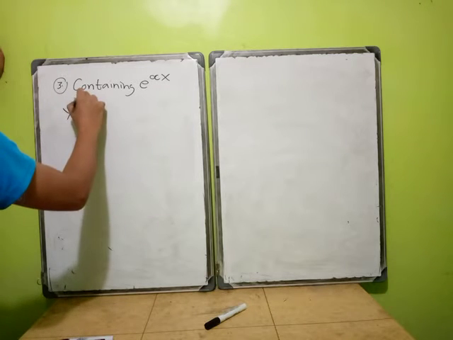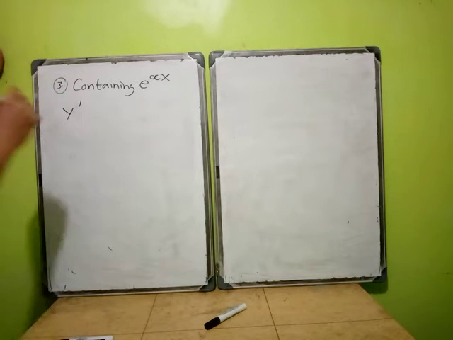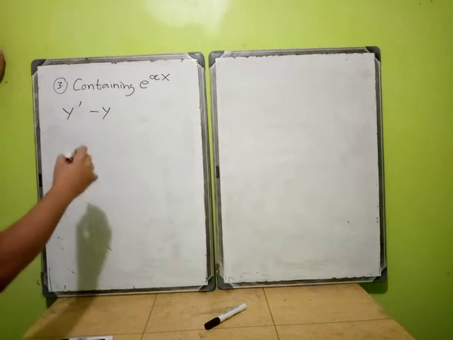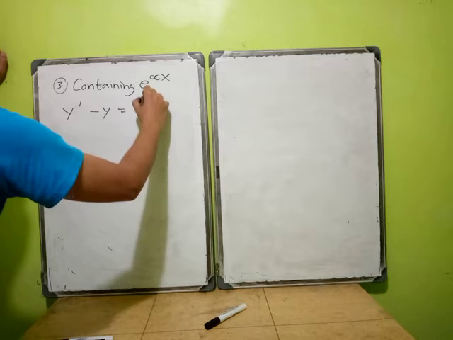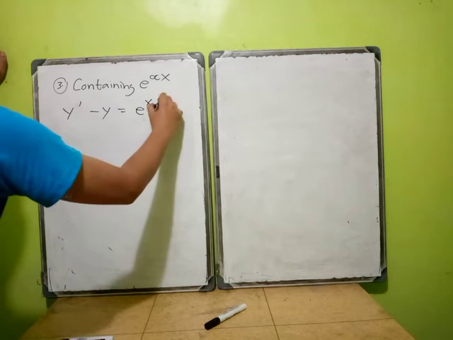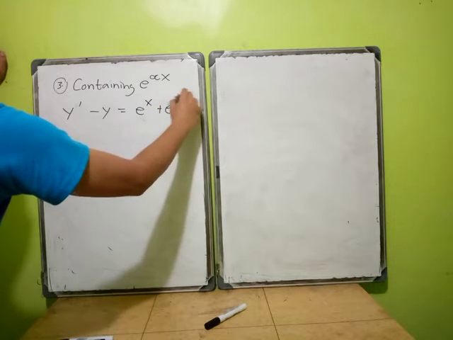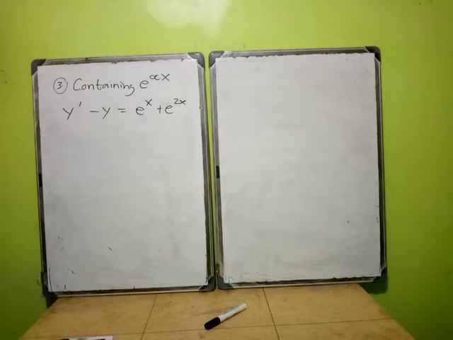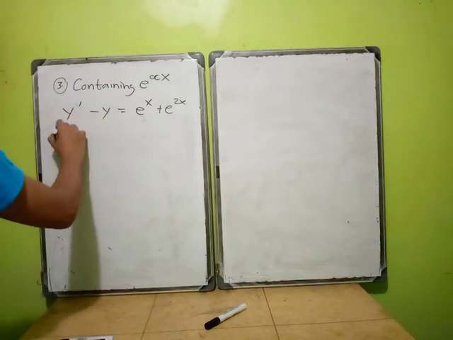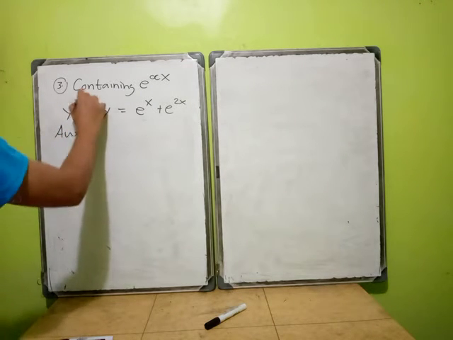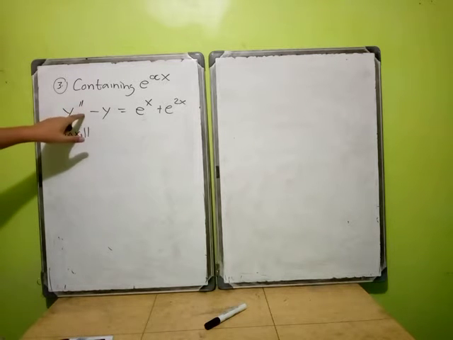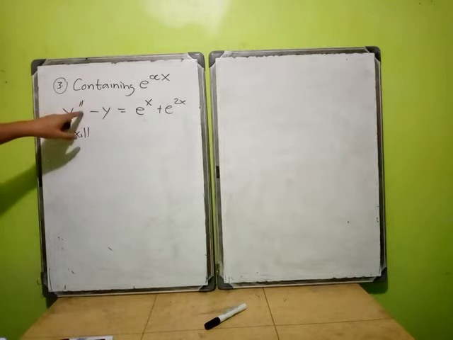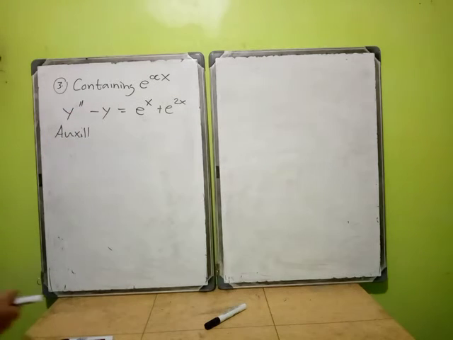So we have y double prime minus y is equal to, let us say, e to the power of x and e to the power of 2x. So how do we solve this one? Okay, so simple. First, we solve it using the auxiliary equation. Sorry, it should be double prime because it is second order. So y double prime minus y rather.